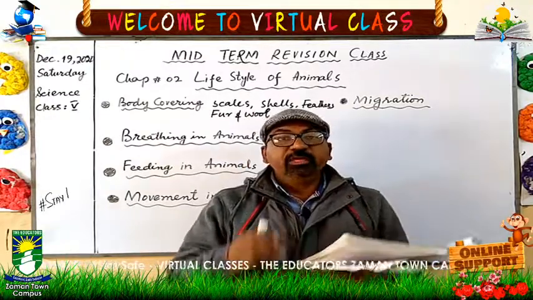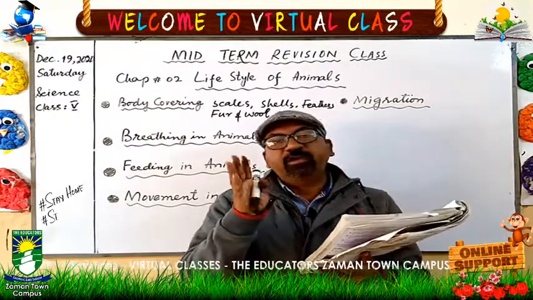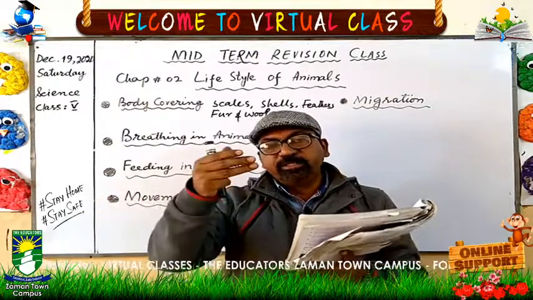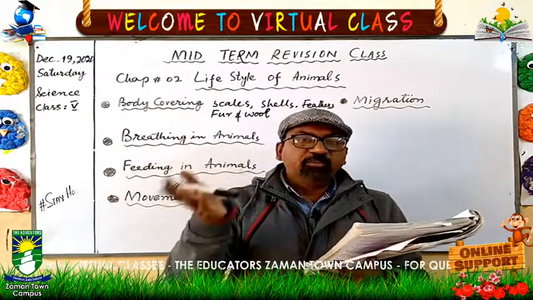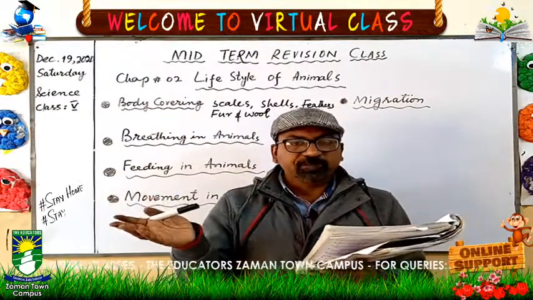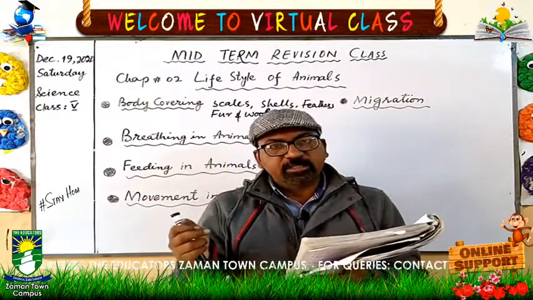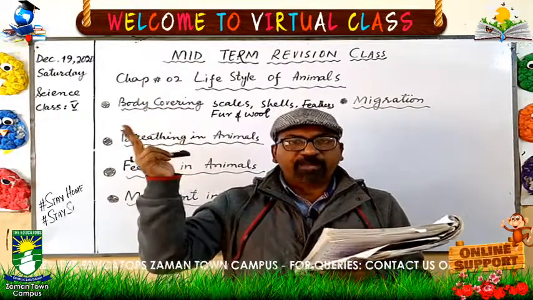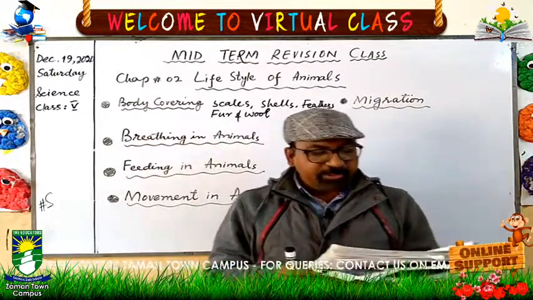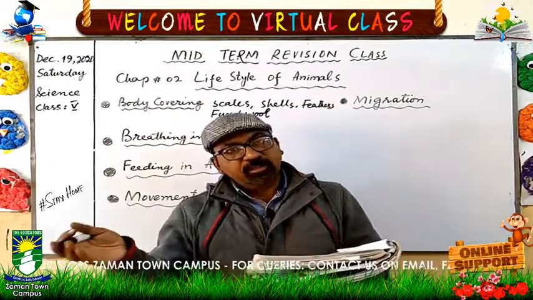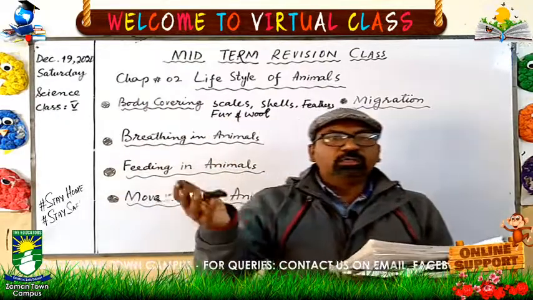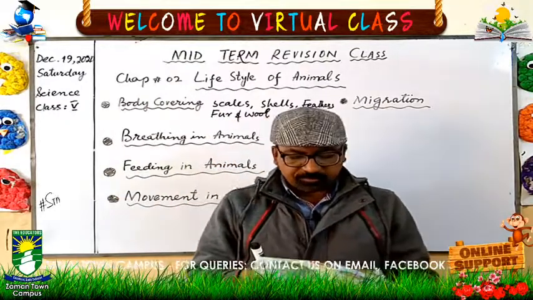Birds have wings. Actually, these wings are forelimbs which are modified into wings, and on these wings there are feathers. These feathers and wings help the birds to fly in the air. And when they walk, they use their hind limbs.